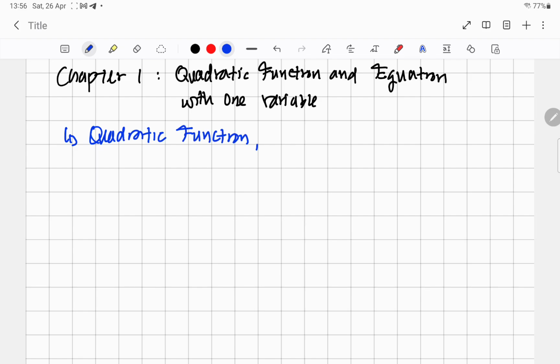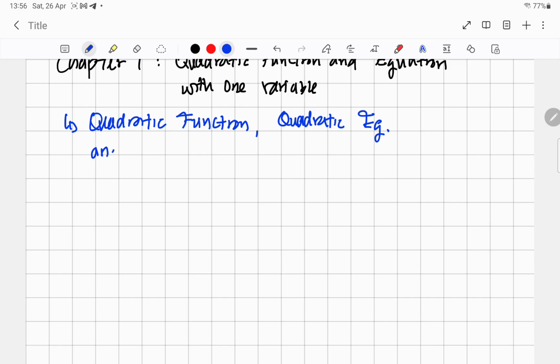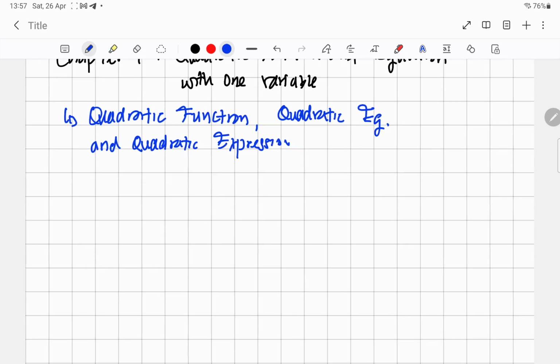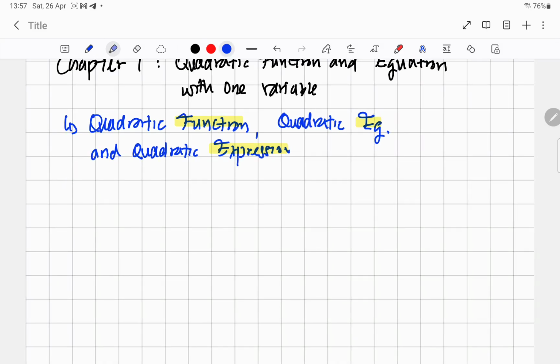what is the difference between quadratic function, quadratic equation, I use short form, and quadratic expression. What is the difference between these three things? Function, equation, and expression. And then we will also see the general form of quadratic function.